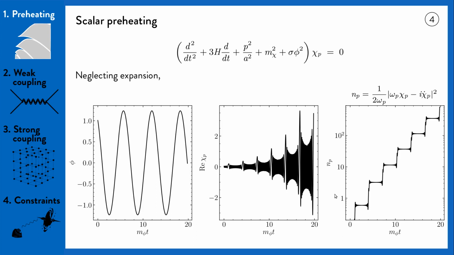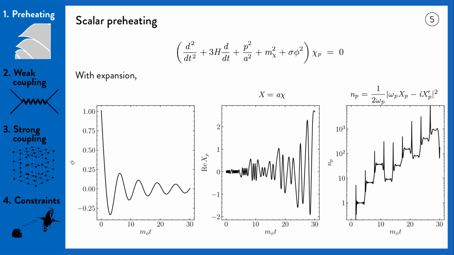Furthermore, upon quantization, the corresponding occupation number grows exponentially fast with time due to each jump. Including the effect of expansion, shown here as the decay of the amplitude of the oscillation of phi, the resonant growth can still exist, but it is disordered since the resonance is not always in phase.